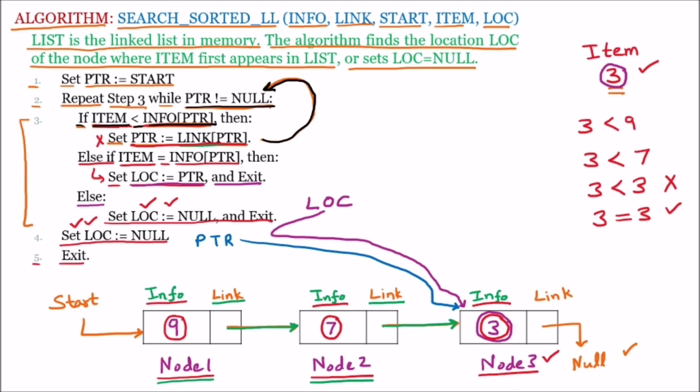This algorithm is working for descending order, because you can see that 9, 7 and 3 are in descending order. But if I want to convert this algorithm for ascending order, then I will change this sign. The less than sign will be modified to the greater than sign, and this complete algorithm will work for the sorted list in ascending order, that means 3, 7 and 9. So a minor change in the algorithm will convert it for ascending order, but this algorithm is for descending order. So this is how the linked list can be searched in the sorted way.